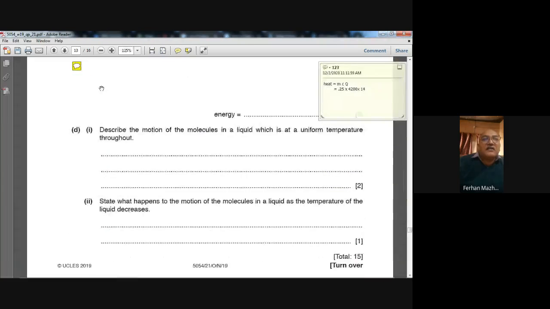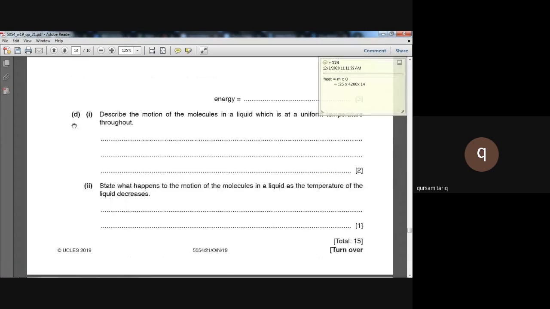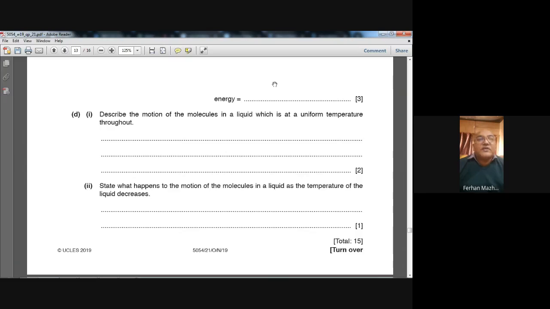Describe the motion of the molecules in a liquid which is at a uniform temperature throughout. The liquid molecules will be moving randomly. You see, it's a liquid. It's a molecule of a liquid. It will be moving randomly because the temperature is uniform. So its kinetic energy will not change. Its speed will not change, but it will be moving randomly. Okay, it's a 2-mark question.